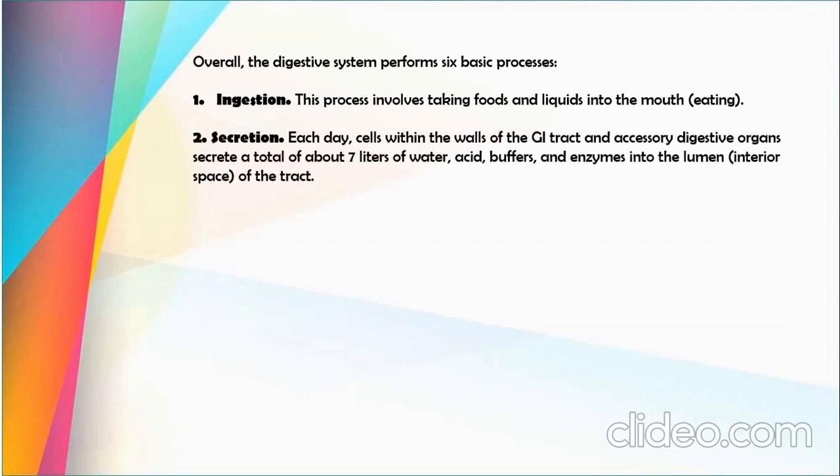Each day, cells within the walls of the gastrointestinal tract and the accessory digestive organs secrete a total of about 7 liters of water, acid, buffers and enzymes into the lumen of the tract. Lumen is the interior space.